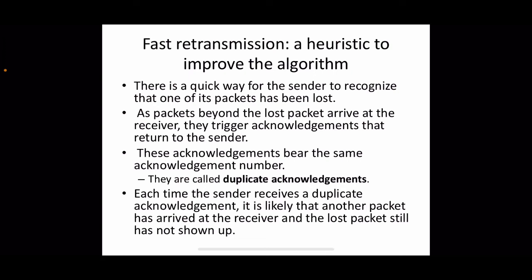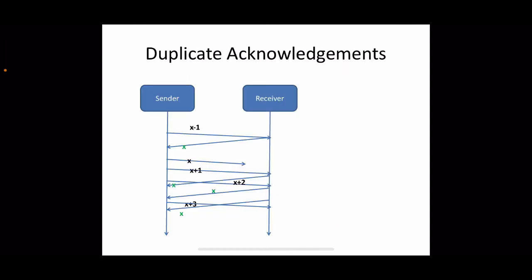But even before that, the sender would be able to know about the packet loss. How can that be done? That is using the acknowledgement itself. As packets beyond the lost packet arrive at the receiver, they trigger acknowledgements that return to the sender. Whenever the receiver receives anything, it will trigger back and give feedback to the sender. Based on that, the sender can understand. We will see an example for that.